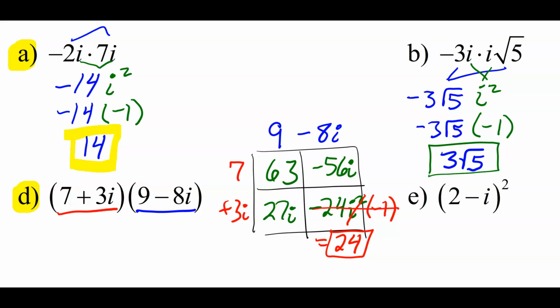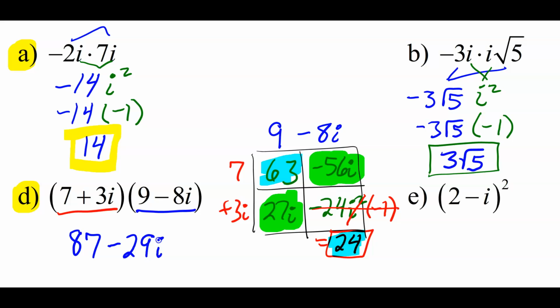Now I just add my like terms. First like term set, 63 and 24. Those are my regular numbers. I add those together and I get 87. The other like terms are the i values. So negative 56 plus 27 is minus 29i, and there's my new complex number. Since these are actual number values, when I multiply two complex numbers, I should get another complex number.